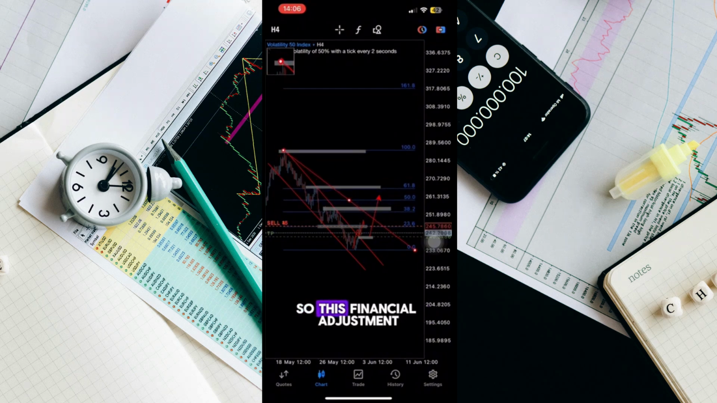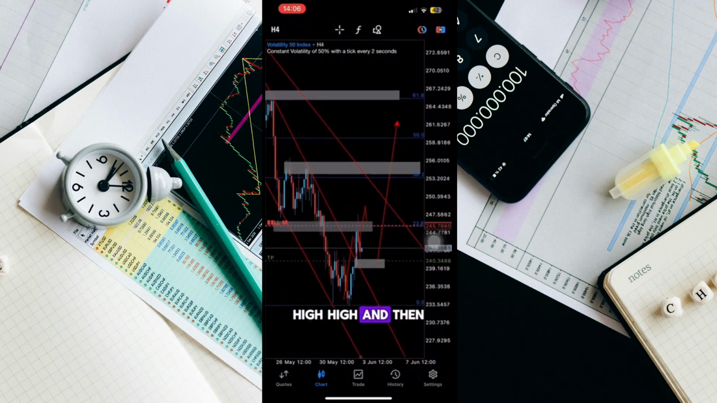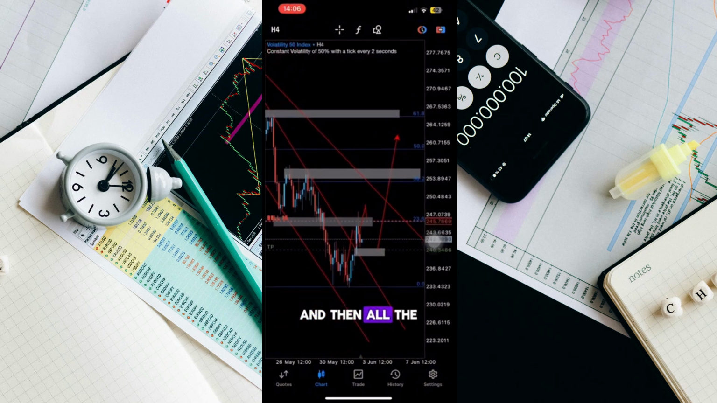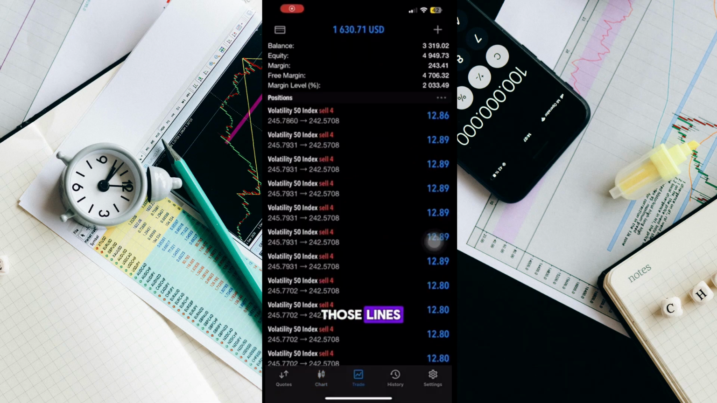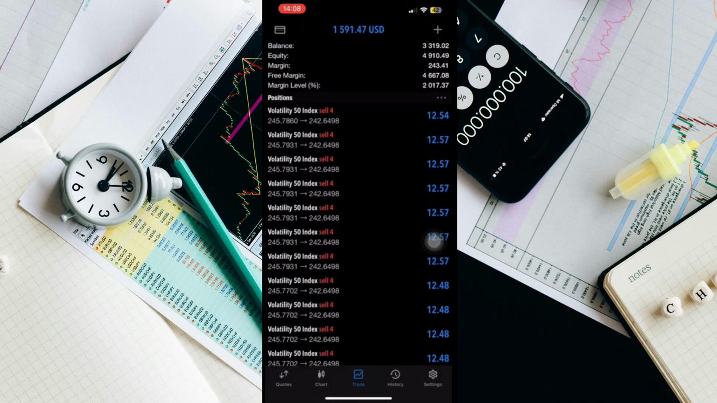So this Fibonacci retracement, as I have said earlier in my previous videos, you can just put it at the higher high and then the lower low, and then all the major levels, the major confluence levels, will be indicated by those lines in between. As you can see, now we're in 1.6 profit. So you can choose to close.